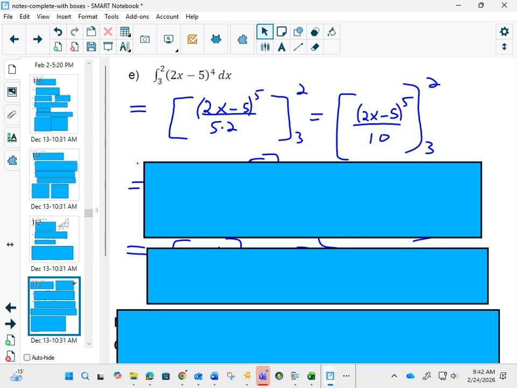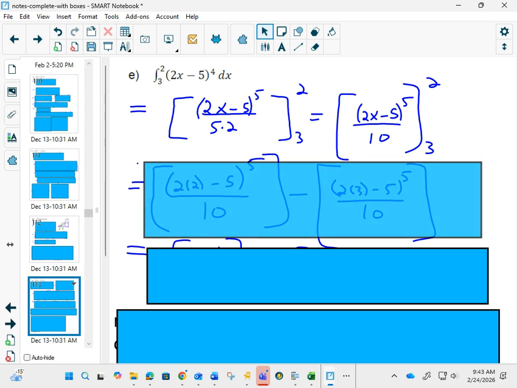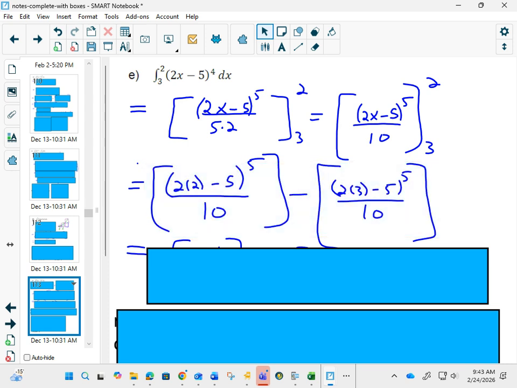So the first part of the definite integral is to work backwards from the derivative, find out what the integral would have been, put it in square brackets with your bounds, and then plug in your bounds: plug in the 2, the top one, minus plug in the 3, the number on the bottom.